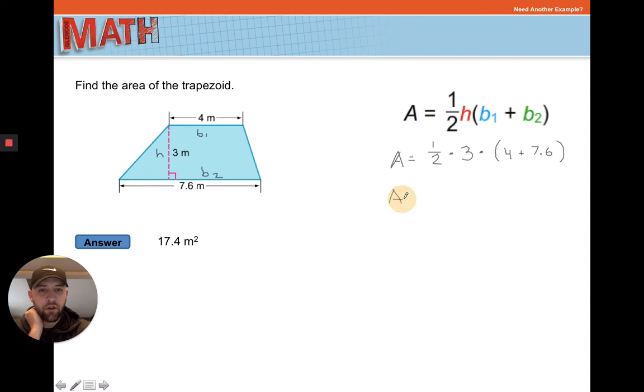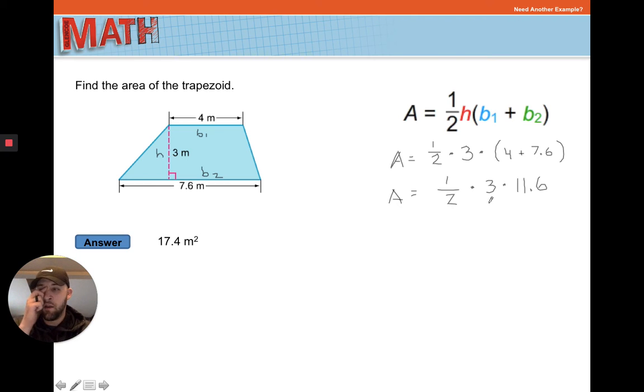I do want to go ahead and solve what is inside the parentheses first, because PEMDAS tells me I need to do that. Okay, 4 plus 7 and 6/10. If you add that, it's going to come out to 11 and 6/10. And then I have not used my multiplication sign. I haven't used my 3. I haven't used my other multiplication sign or my 1/2 yet.